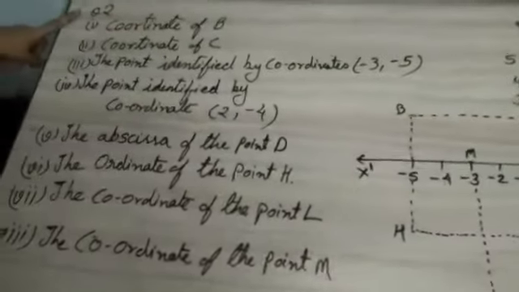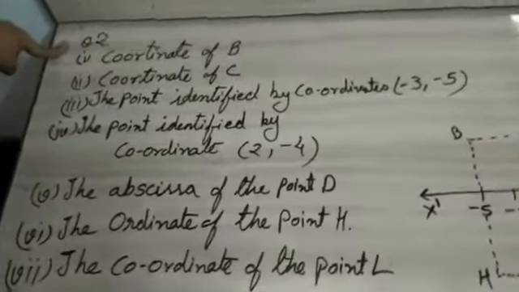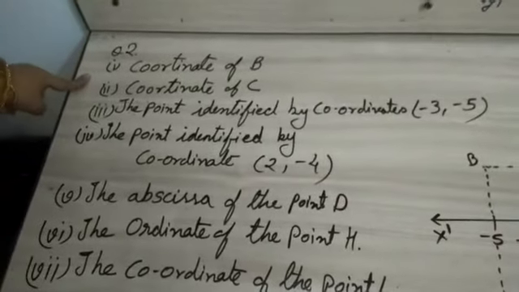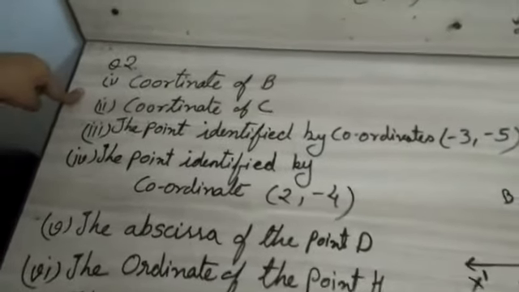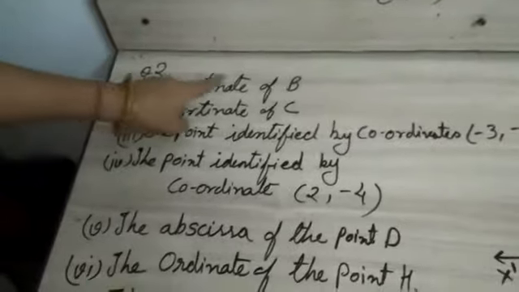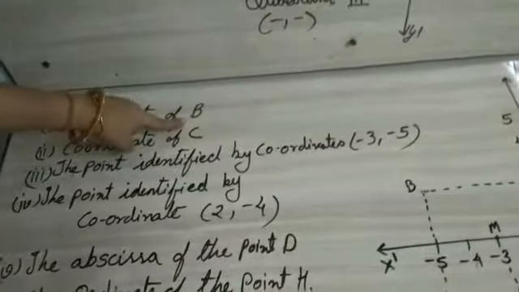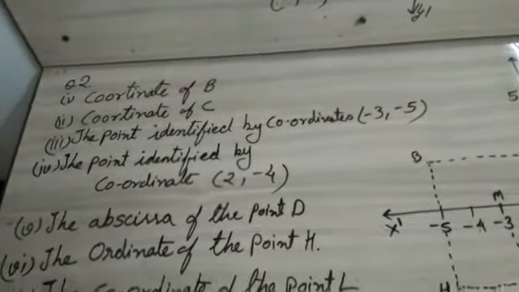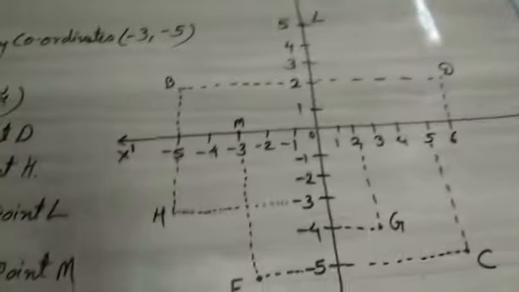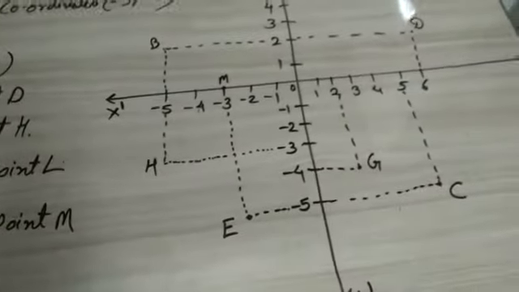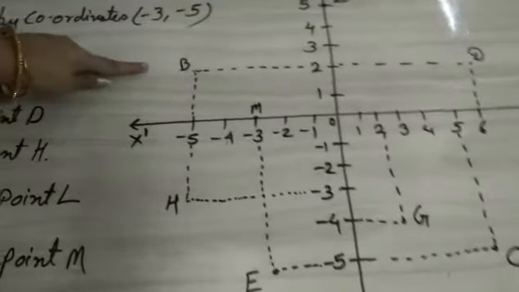Now here we will solve one small question based on that. Look here properly. It is given: coordinate of B, meaning you have to write the coordinate of B. So we will look here in the figure. Look properly, where is the B? We will search, we will get B.